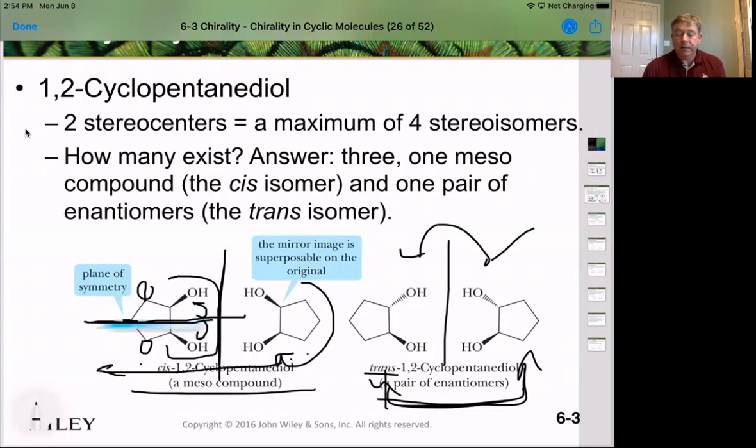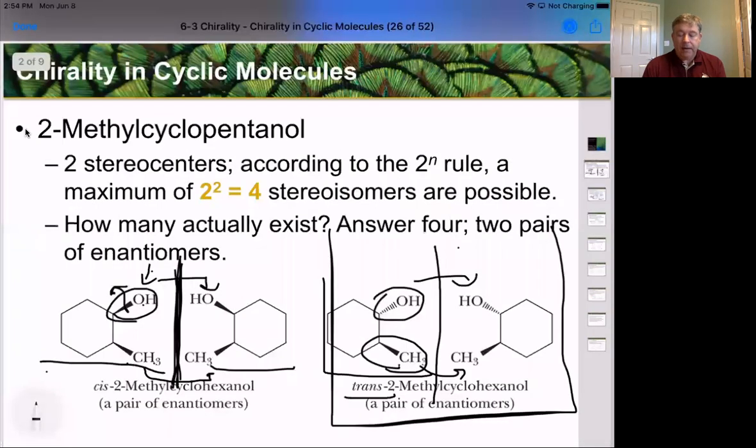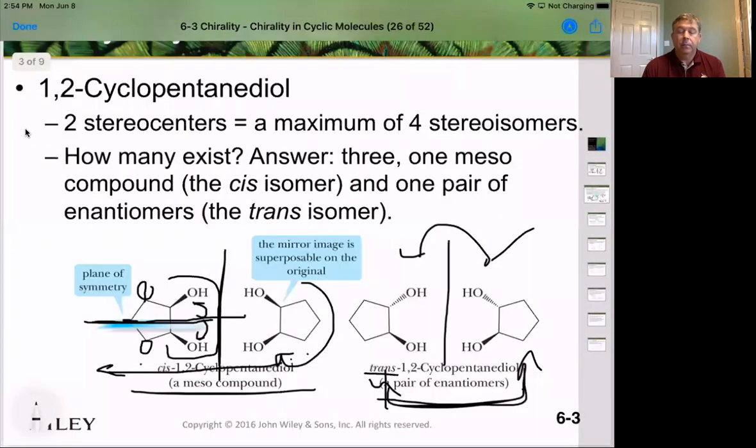So in the case of the cyclohexane, we actually have two pairs of enantiomers because we do not have a plane of symmetry and we cannot superimpose the mirror images. In the case of the cyclopentanediol, we have a plane of symmetry. Therefore, one isomer is actually a meso compound. The other set is actually a pair of enantiomers, which brings us to a total of 3 isomers.